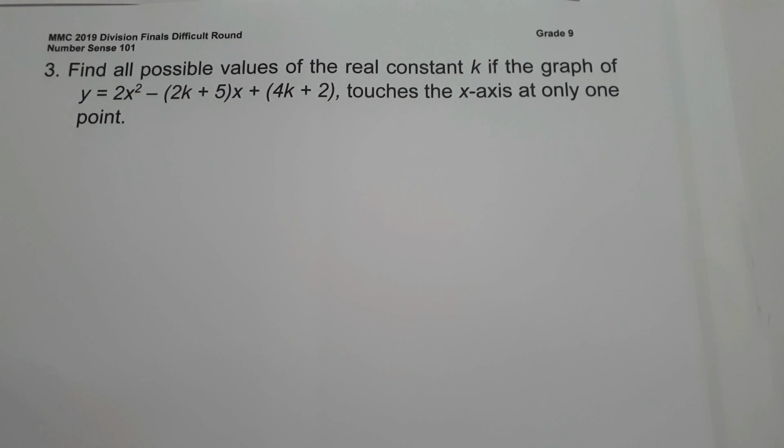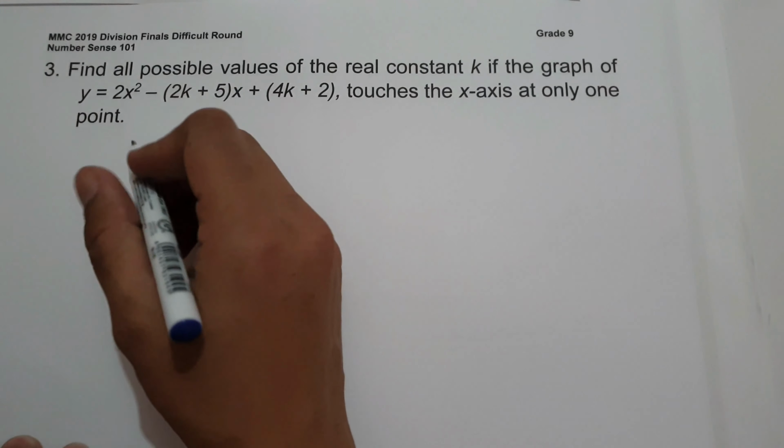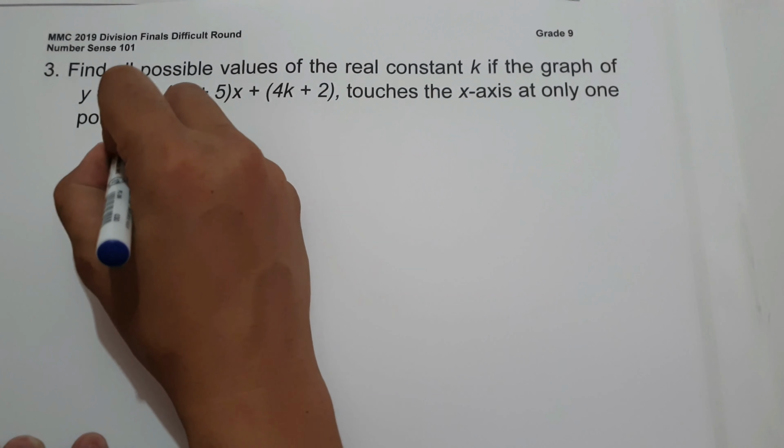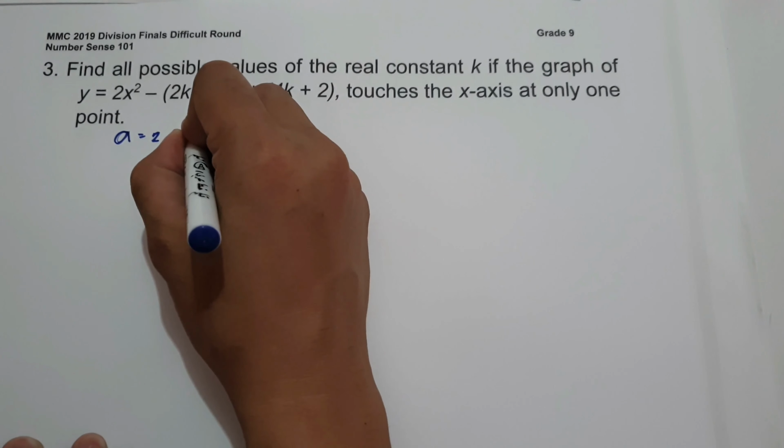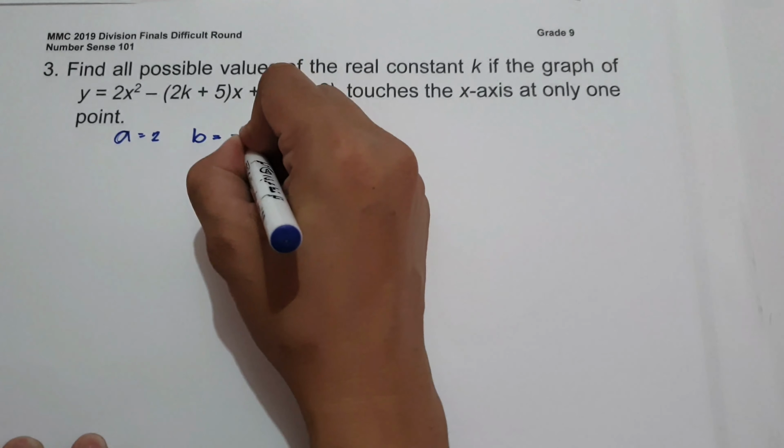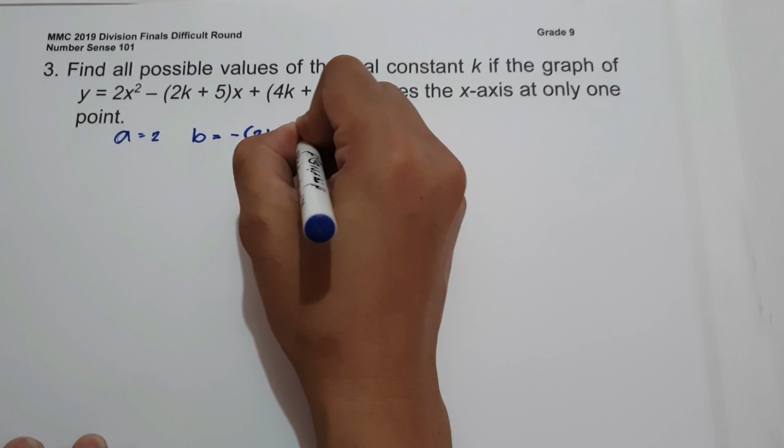On number 3, find all possible values of the real constant k if the graph of y equals 2x squared minus the quantity of 2k plus 5x plus quantity of 4k plus 2 touches the x-axis at exactly 1 point. So to find all possible values of the real constant k, let us identify the value of a, b, and c. So the value of a, that is 2. The value of b, that is negative quantity 2k plus 5.